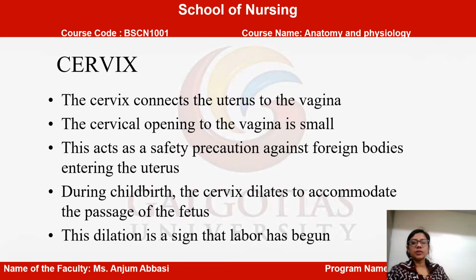Next is the cervix. The cervix is the part which connects the uterus to the vagina. So it works as a pathway and it works as a birth canal also. The cervical opening to the vagina is very small. This acts as a safety precaution against foreign bodies entering the uterus. During childbirth, the cervix dilates to accommodate the passage of the fetus. This dilation is a sign that labor has begun.